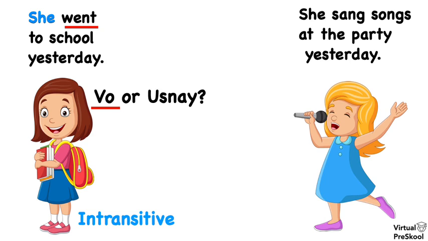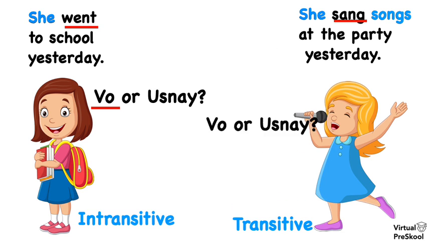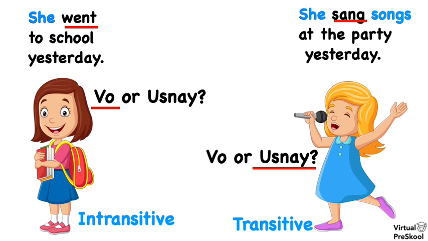Let's look at the other one. She sang songs at the party yesterday. What's the action? Sang. Is there a who? Yes, it's she. Is there a what? Yes, songs. She sang songs. So is there a direct object? Does the verb pass on to something? Yes, to songs. So is this transitive or intransitive? Transitive. So will the subject pronoun be वो or उसने? उसने.